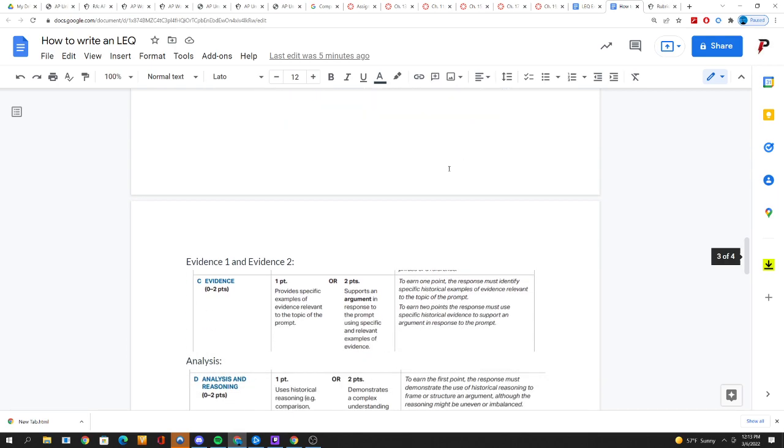But that is the basic idea of a thesis. So, evidence. You have to make this out of your head, alright? You have to know the history well. This is why an LEQ is probably one of the hardest things on the test, because not everyone remembers stuff as clearly as other people do.